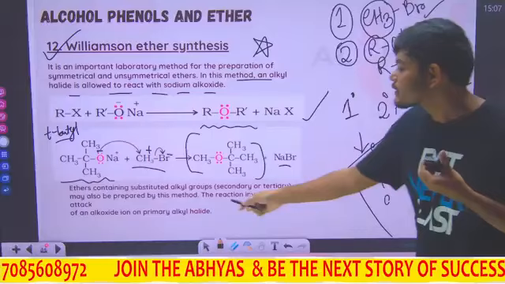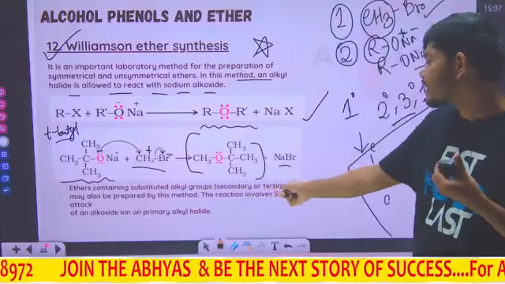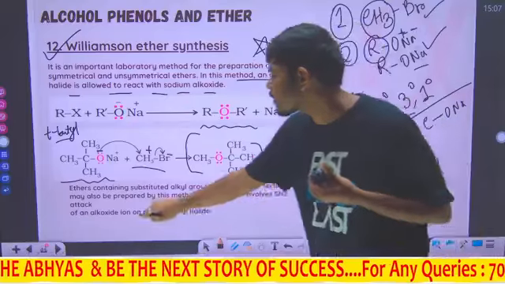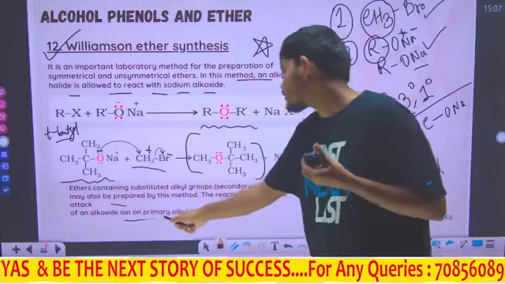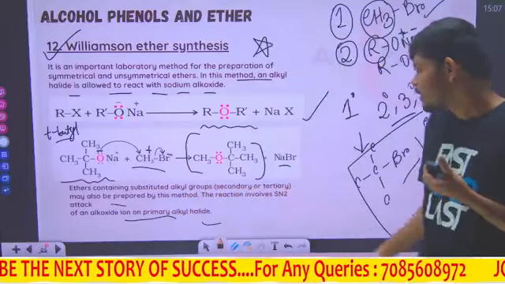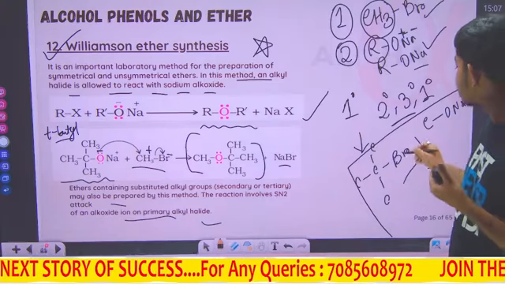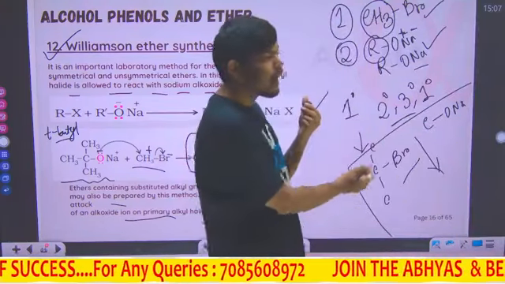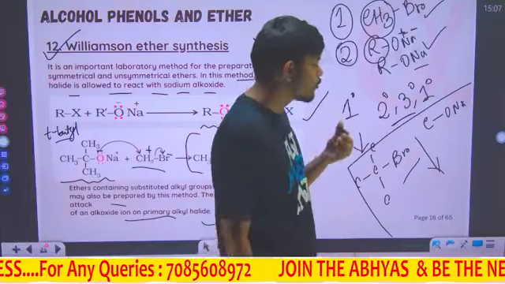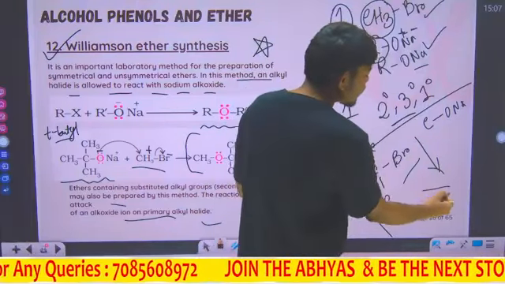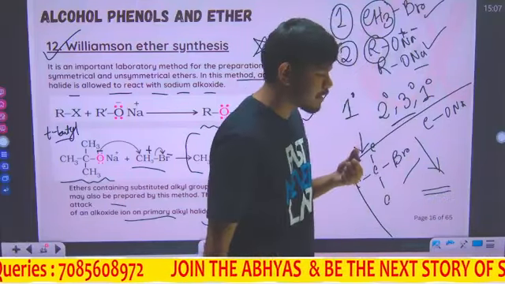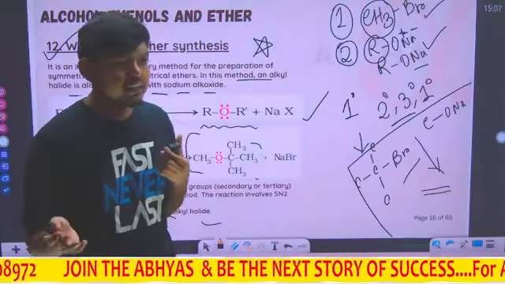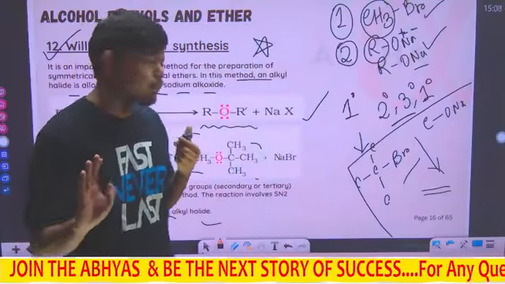Ethers containing substituted alkyl groups, secondary, tertiary, may also be prepared by this method. This reaction involves SN2 attack of an alkoxide ion on a primary alkyl halide. So I was saying, if you take the alkyl halide 3 degree and the alkoxide ion 1 degree, then you will get a double bond. Elimination will happen. So why? I know those who have read NCERT know why, but I will discuss it. Don't worry.